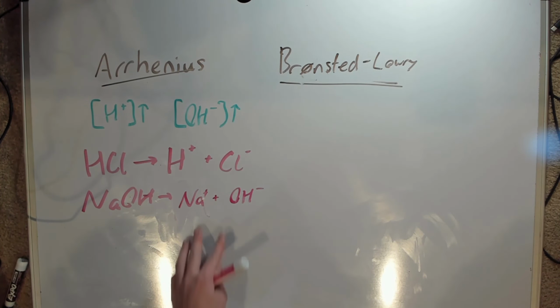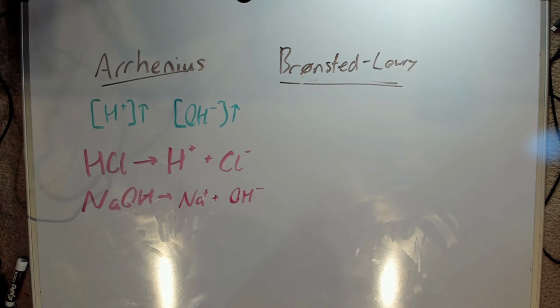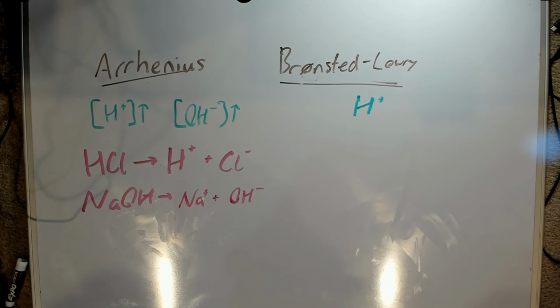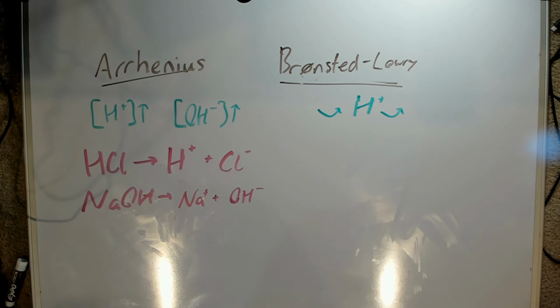That makes it definitely an Arrhenius base because it's directly producing OH minuses. Now, to give examples of Brønsted-Lowry, it's all about the transfer of protons. It's all about the transfer of H pluses in solution. So whether or not things are giving or taking H pluses makes them Brønsted-Lowry acids or bases.